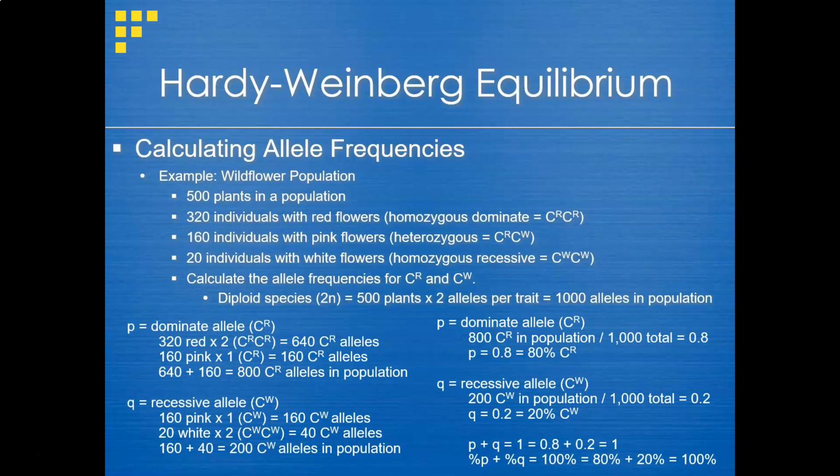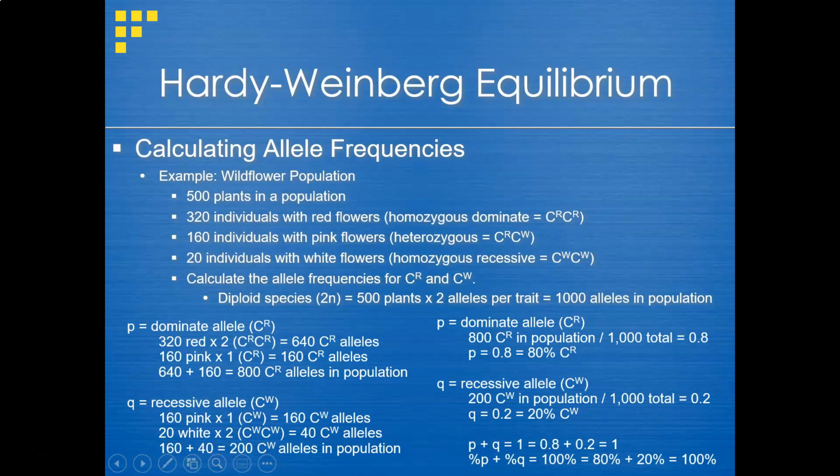So go back to those 500 plants in the population. They're diploid. So that means that they have 2 alleles for every trait. So 500 times 2 is where this 1,000 alleles is coming from. And then I want to know what's the frequency of that allele in my population based on the total number of alleles present. So if I take that 800 dominant alleles that we calculated back here, divide that by the total 1,000 alleles present in the population, I get 0.8 or 80%. The recessives, 200 in the population out of 1,000 gets me the 0.2 or 20%.